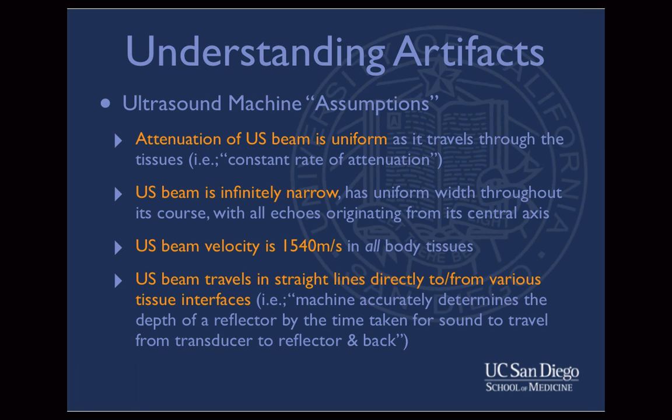The four primary assumptions a machine makes are: 1. Attenuation of the ultrasound beam is uniform at a constant rate as it travels through tissues. 2. The ultrasound beam is infinitely narrow and has a uniform width throughout its course. 3. The velocity of ultrasound in all bodily tissues is 1,540 meters per second. 4. The ultrasound beam always travels in straight lines to a reflector and then travels in a straight line back to the transducer.